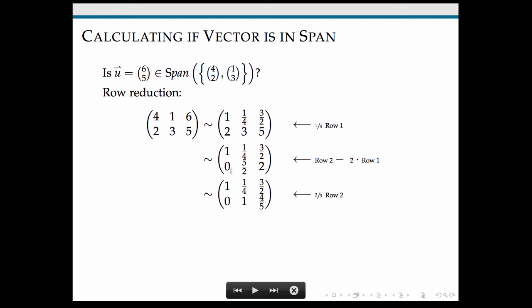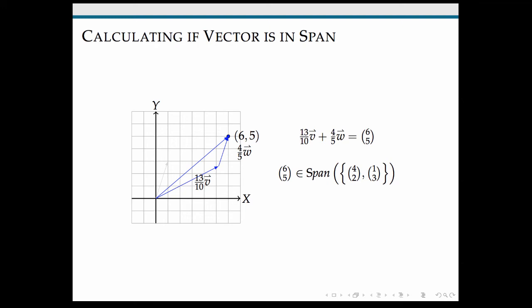We now scale down our second row, multiplying by 2/5 to get a 1 in this entry, and clear out our 1/4 by subtracting 1/4 of row 2 from row 1. So this gives us a solution to our original system, where our C1 is 13/10 and our C2 is 4/5. So this matches up exactly with the two coefficients that we calculated earlier to show that (6, 5) was in that span, but we now have a technique in general to test whether or not a vector is in the span of another set of vectors.